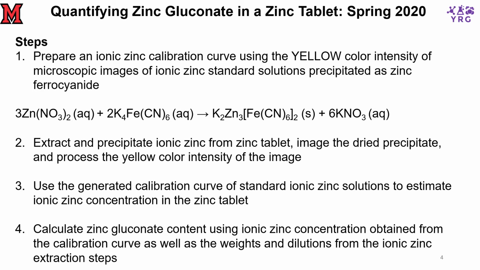The generated calibration curve of the standard ionic solution is then used to quantify the ionic zinc concentration in the zinc tablet. Finally, students calculate zinc gluconate content using the ionic zinc concentration obtained from the calibration curve, as well as the weights and dilutions from the ionic zinc extraction steps.